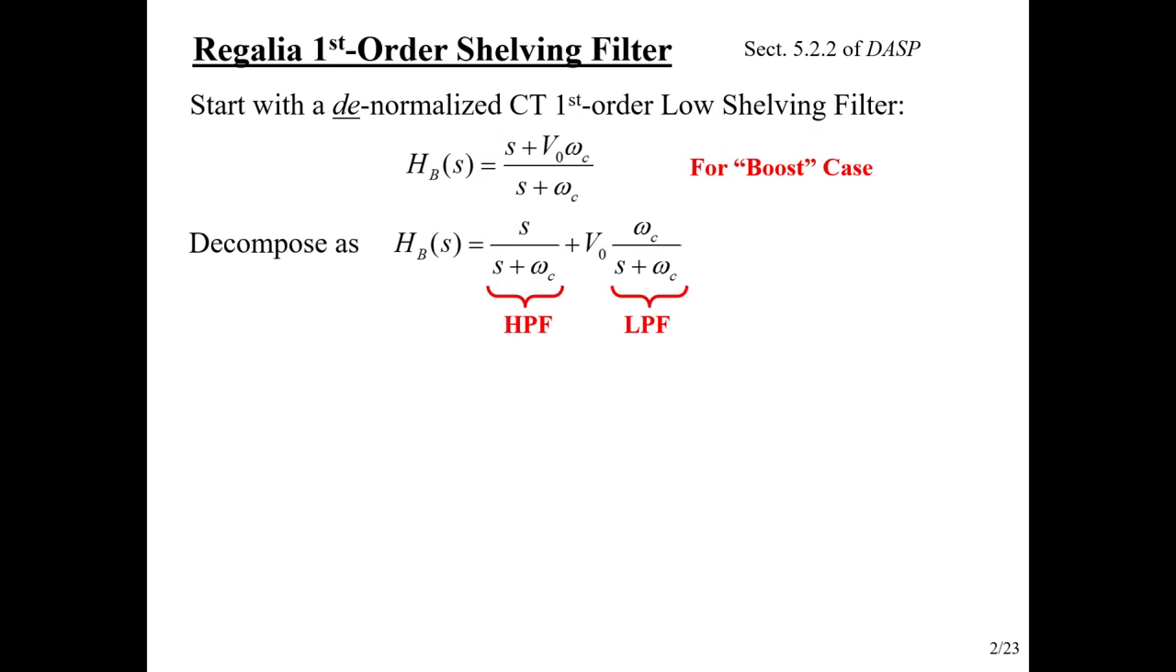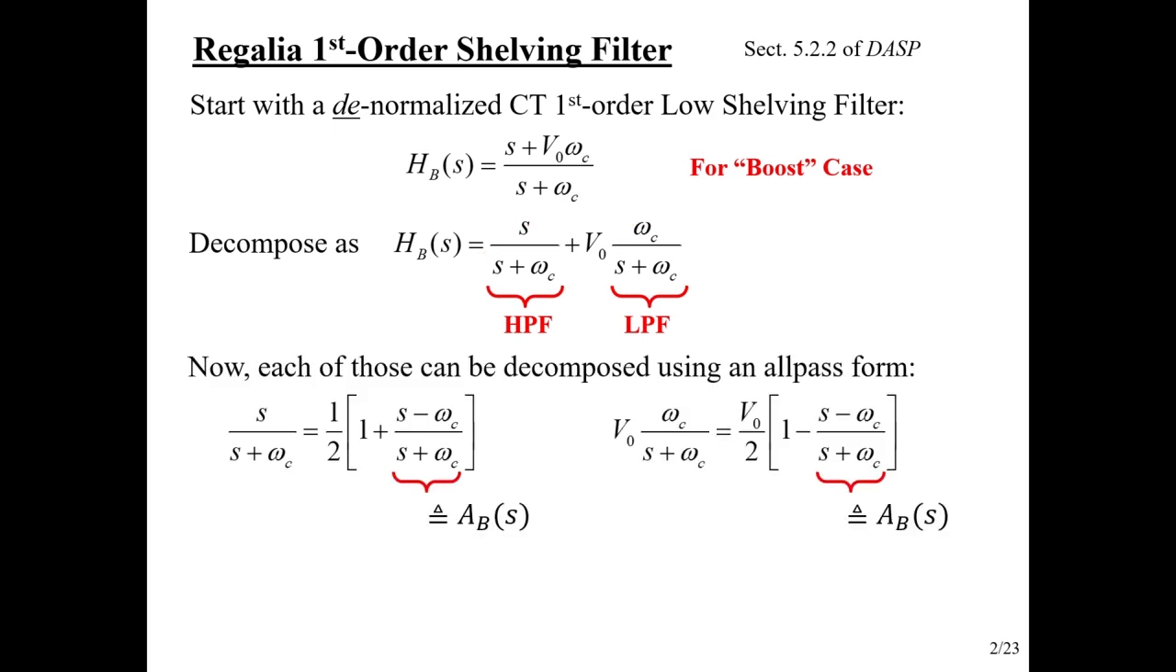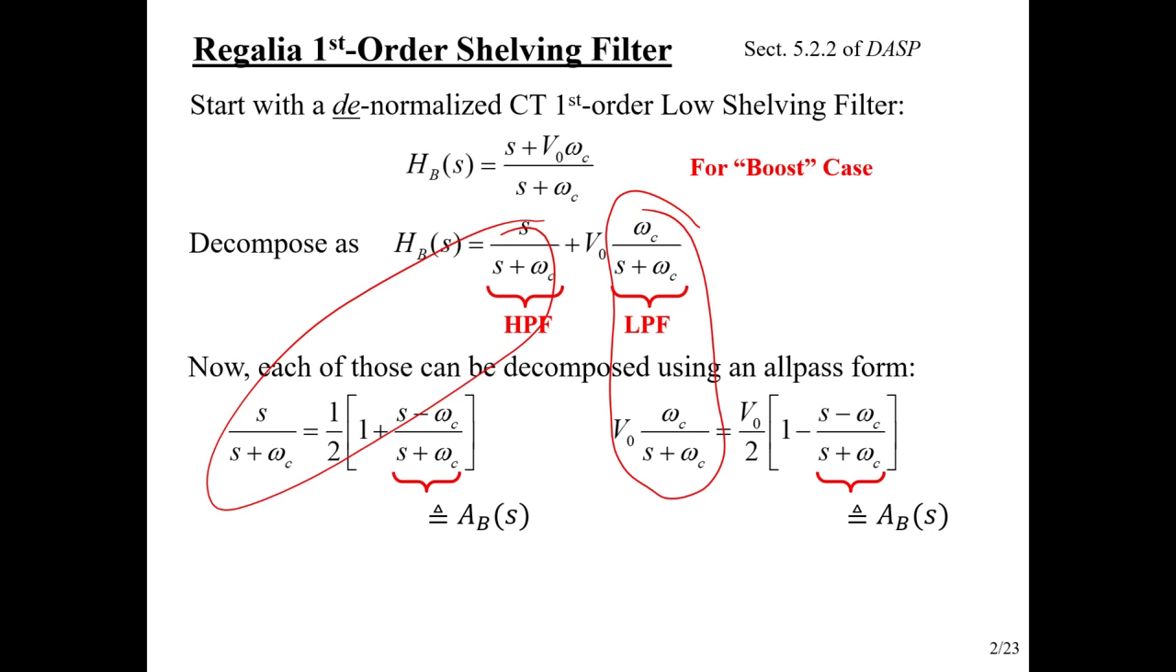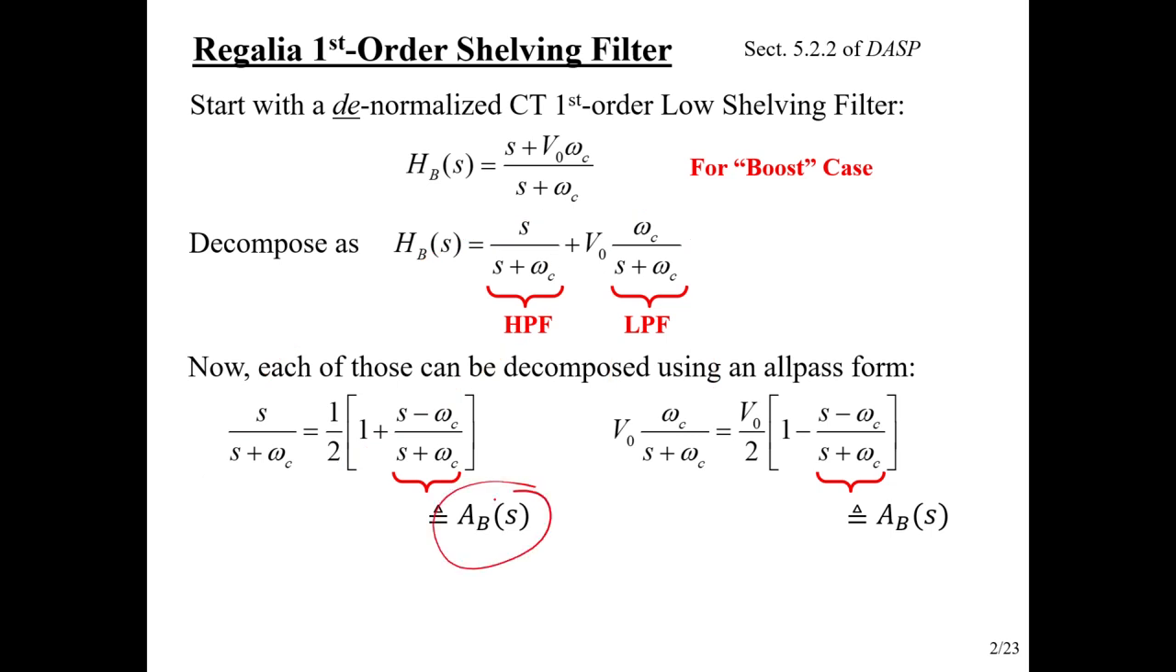And then now at this point, we go, oh, high pass I can implement with an all pass filter, and a low pass I can implement with an all pass filter. We saw how to do that in the previous set of notes. So we decompose each of those. Here's the high pass, and here's the low pass. And so each of those get decomposed in terms of an all pass filter. And I'm just defining these things right here.